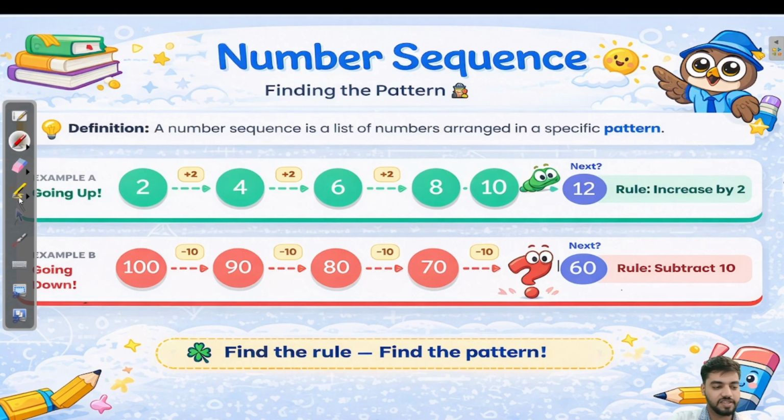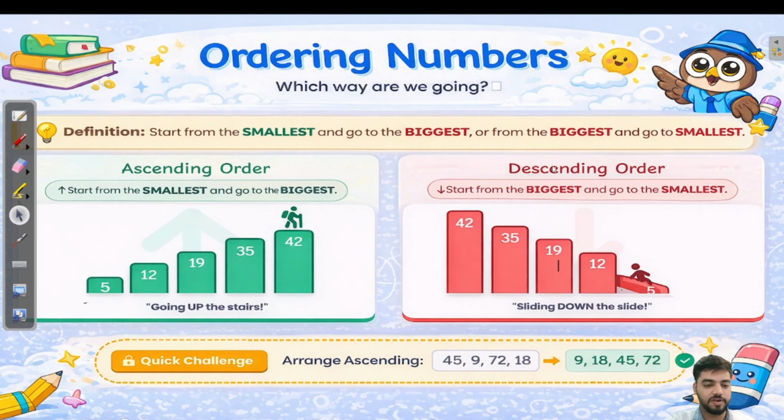Now, let's learn about ordering of numbers. Can you see this block of 5 and this block of 12? You can see that the 12 block is much bigger than 5. Same as the 19 block is bigger than 12, the 35 block is bigger than 19, and the 42 block is bigger than 35. You can see it is like a person going up the stairs. When we go from the smallest to the biggest, from 5 to 42, this order we call ascending order.